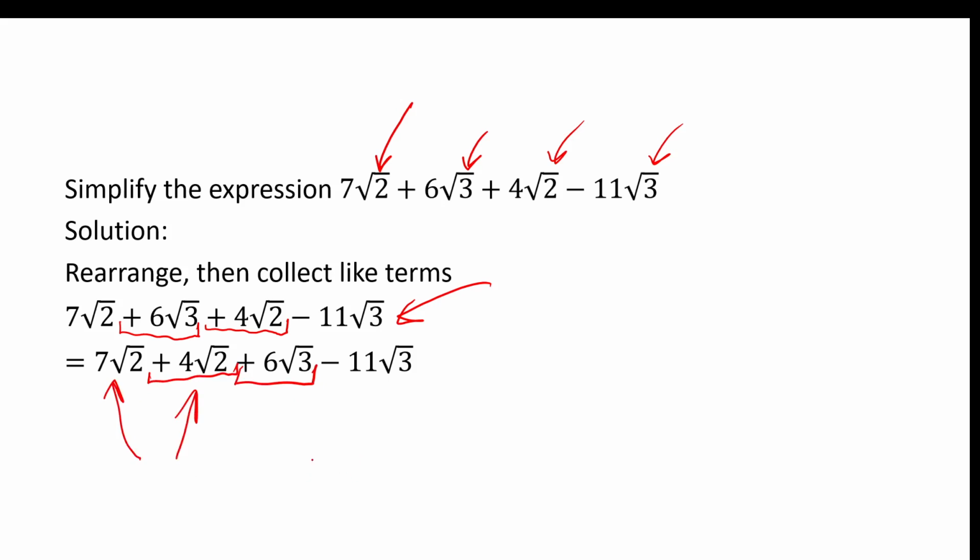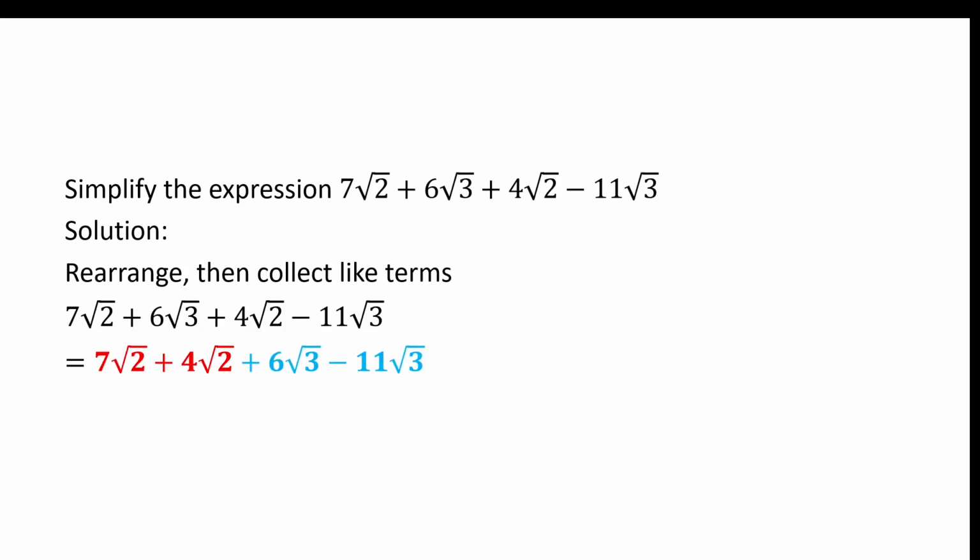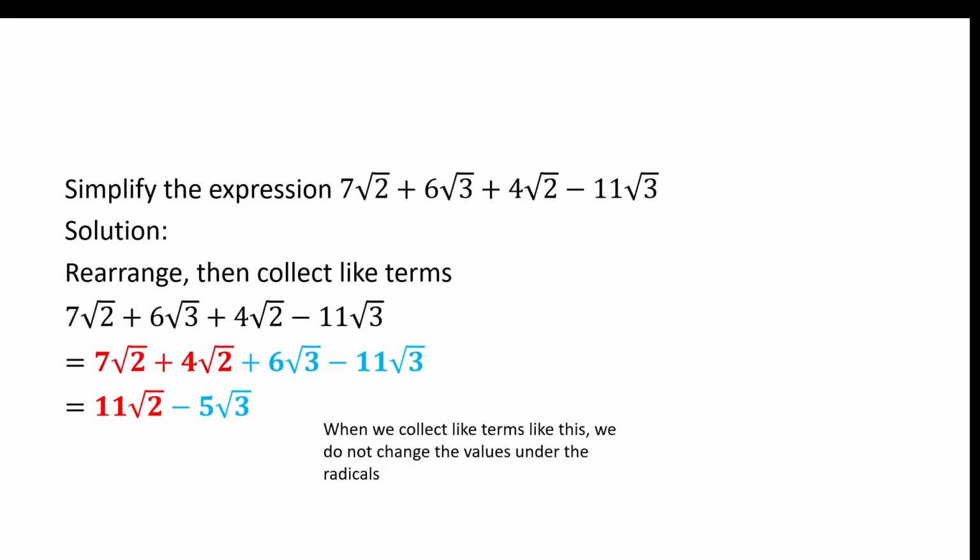Determining a simplified version of 7 root 2 plus 4 root 2 is really the same as determining a simplified version of 7x plus 4x. And determining a simplified version of positive 6 root 3 minus 11 root 3 is no different conceptually than figuring out a simplified version of positive 6y minus 11y. So ultimately what we get is 11 root 2 minus 5 root 3. And when we collect like terms like this, don't change the values under the radicals. In the collecting stage, we don't do that.